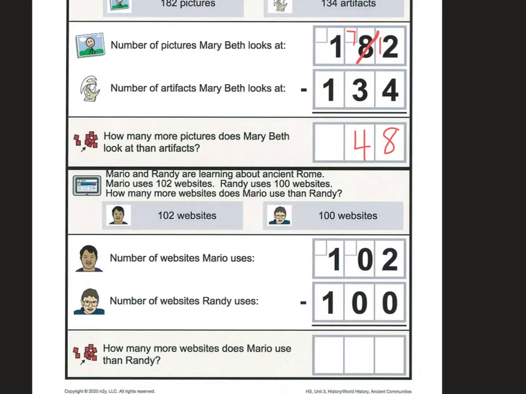Mario and Randy are learning about ancient Rome. Mario uses 102 websites. Randy uses 100 websites. How many more websites does Mario use than Randy? Start in the ones and subtract. Move to the tens and subtract. Then the hundreds and subtract. None of those require borrowing.